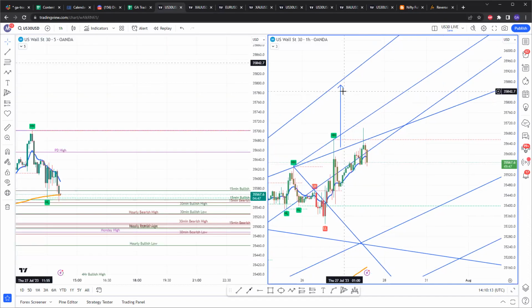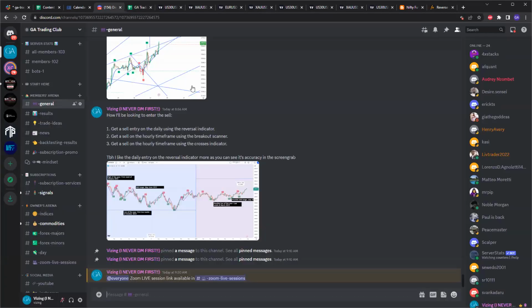So US30 definitely does not have to come to 35,880 or 36,000. Which is why I've given you guys those 3 entries that are right here: sell on the daily, sell on the hourly on the breakout scanner, sell on the hourly on the crosses indicator. So this is what I'll be using. Whichever comes first, that's what I'll enter with.